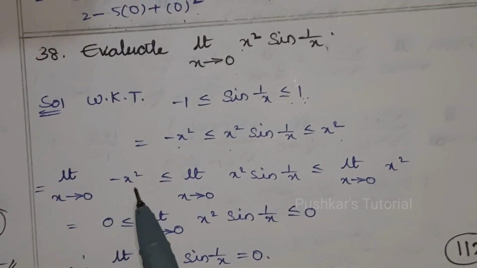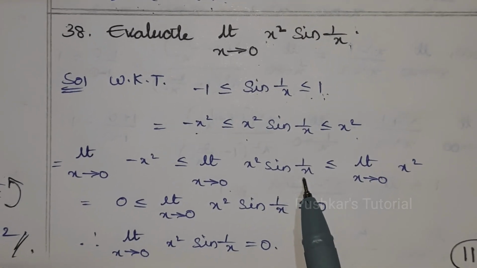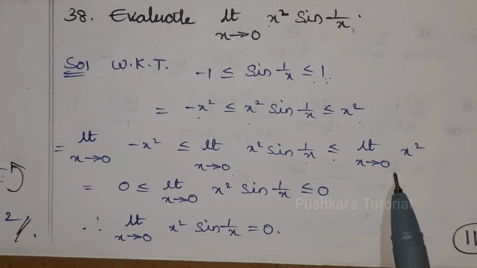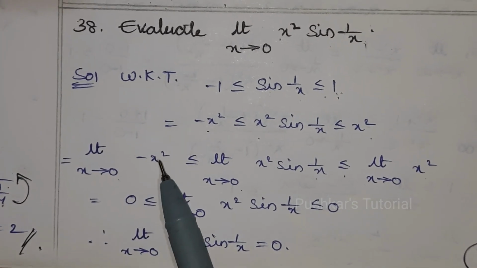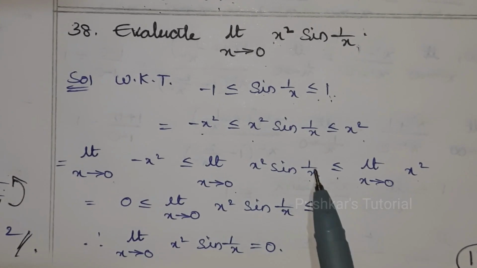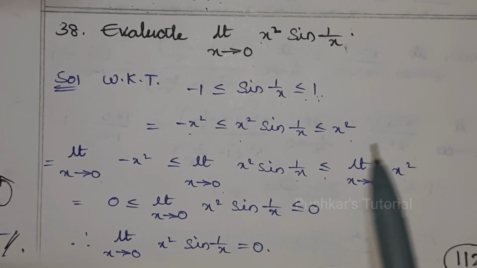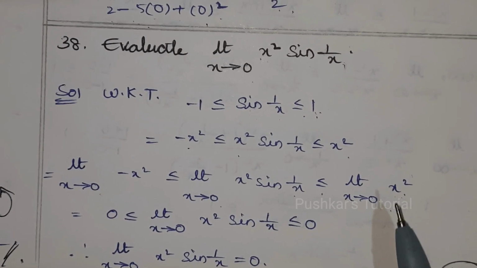Limit x tends to 0 of minus x square is less than or equal to limit x tends to 0 of x square sine 1 by x, which is less than or equal to limit x tends to 0 of x square. So wherever x is there you have to put 0. So 0 square is 0, minus 0 means simply 0. For the middle we should not apply the limit directly, and for the last, limit x tends to 0 of x square, 0 square is 0.